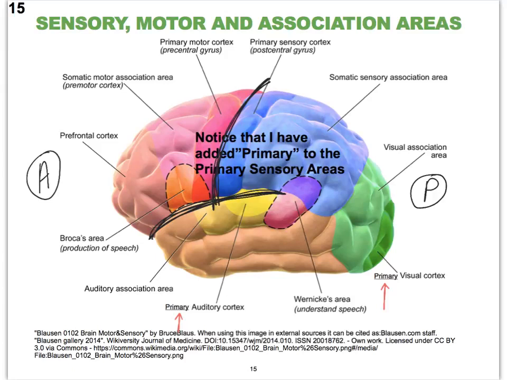Now, the other thing that you can notice is that surrounding a primary sensory area, you have an association area for that sensory area. For instance, in the lighter yellow, we see the auditory association area. In the lighter green, we see the association area for the visual sensory area. And in the lighter blue, quite a large part of the cerebral cortex, we see the association area for our primary sensory cortex. All right.